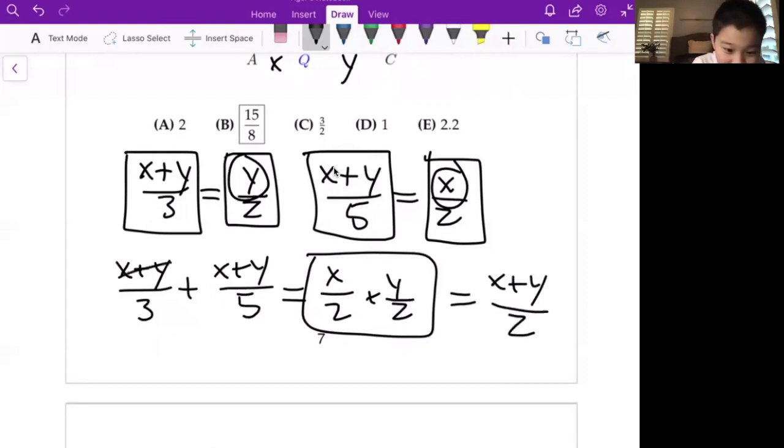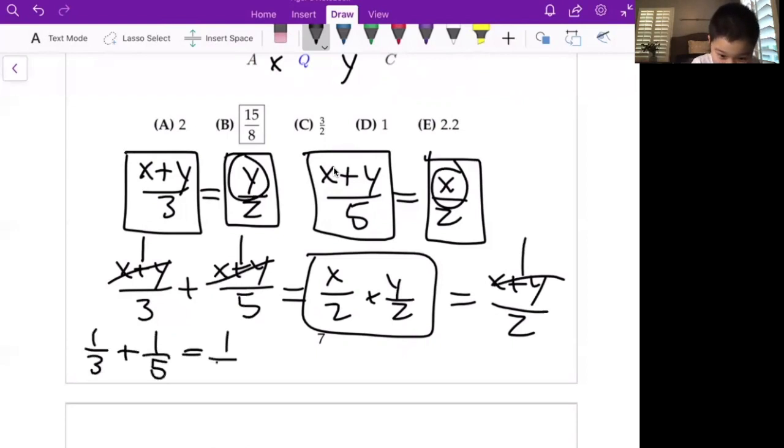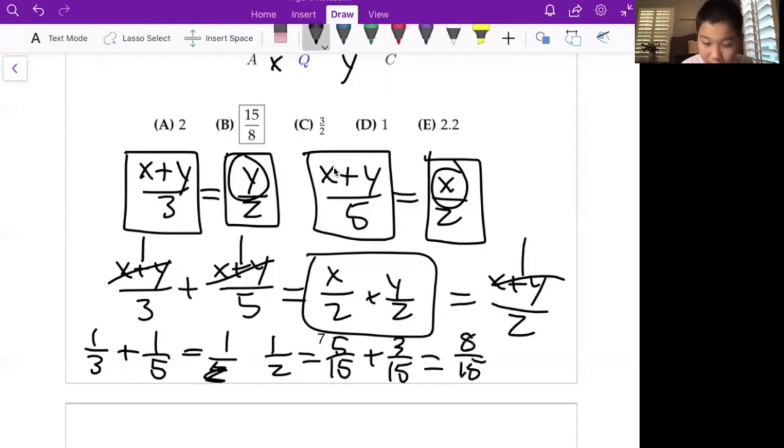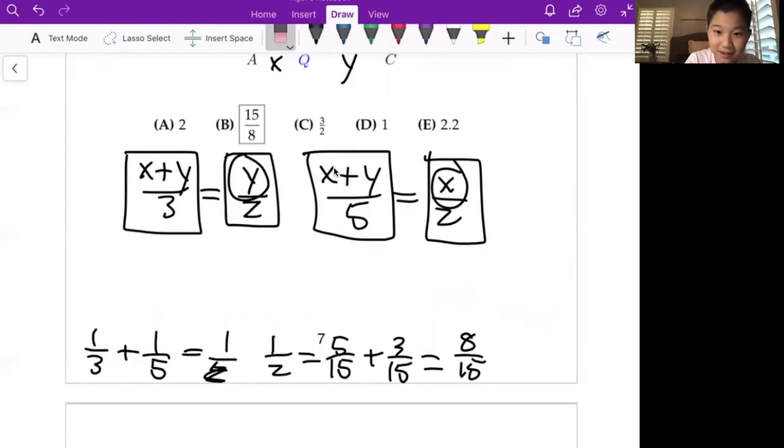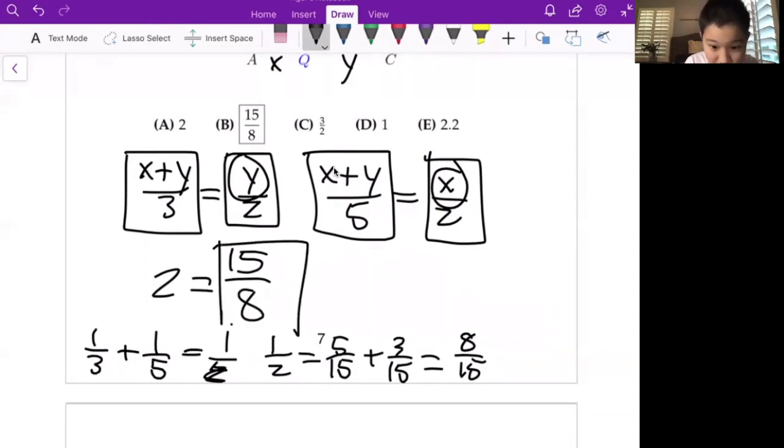Now we can just cancel all those X plus Y's. This is 1, and this is also 1. So you get 1/3 plus 1/5 equals 1 over Z. So then 1 over Z is equal to, what's 1/3 plus 1/5? Let's change this 1/3 into 5/15, and then let's change this 1/5 into 3/15. That's 8/15. So that's 1 over Z. So we get Z equals 15/8. Yep, and we're done.